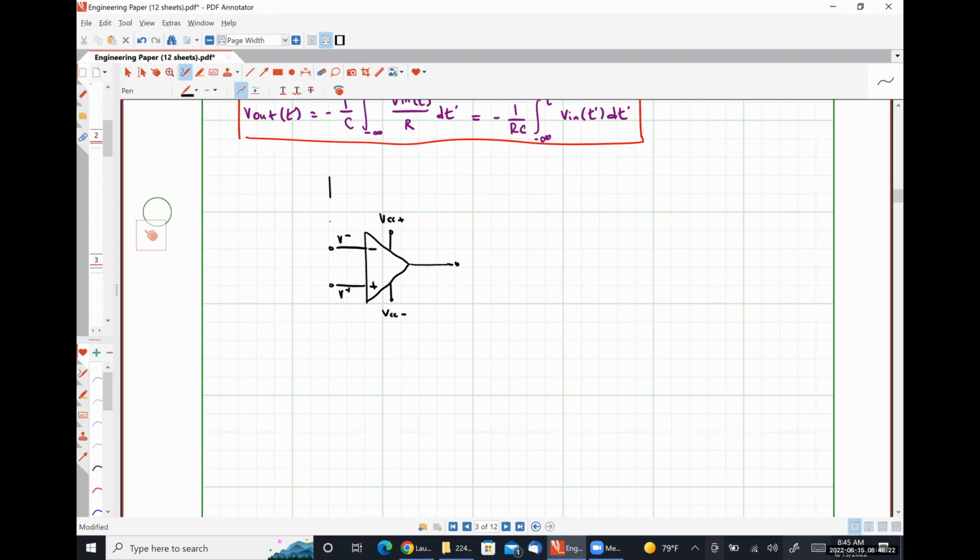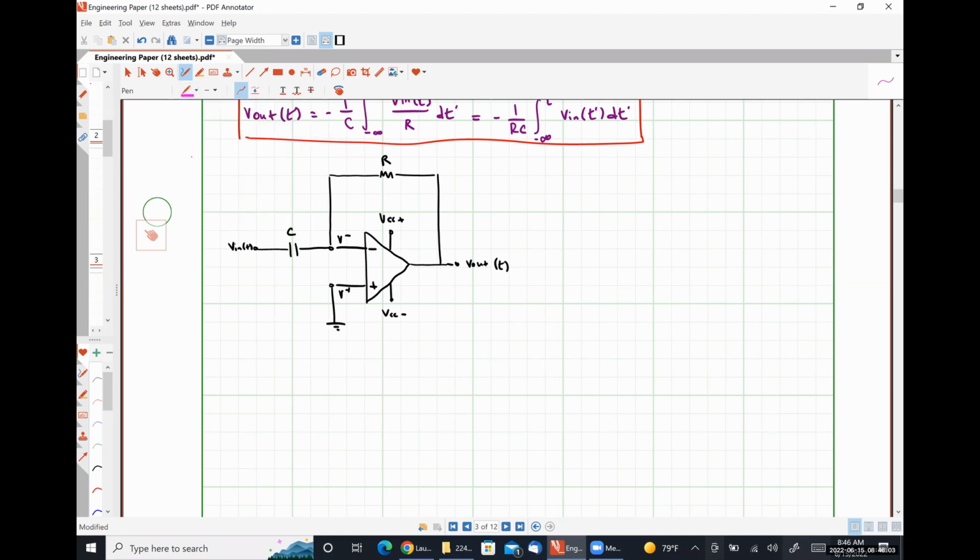So previously, we placed a capacitor in the feedback path. So now we're going to place a resistor here, R. And we're going to place our capacitor C here. Here's our input signal, Vin of t, our output signal, Vout of t, and we're going to ground our non-inverting input node.